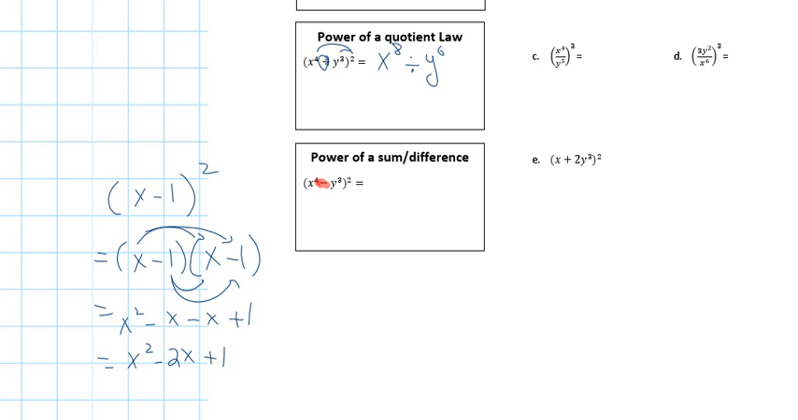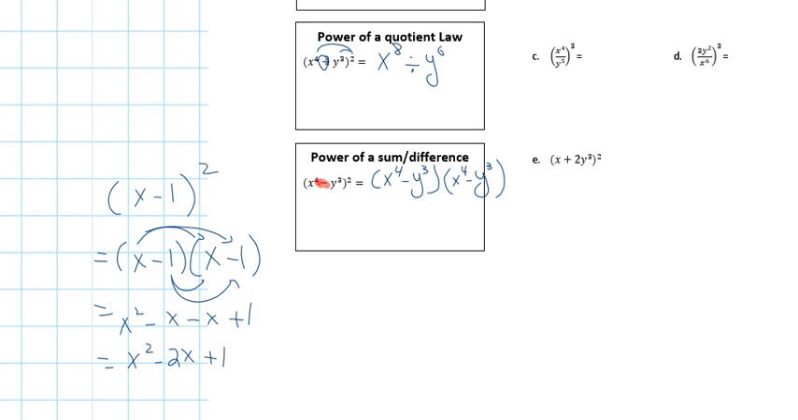So we have to FOIL, right? So in the case of subtraction or addition, I can't just distribute, okay? I have to actually write it twice and then FOIL. Okay? Which we learned prior. So if I want to FOIL this, this is where you're going to have to use your exponent law.